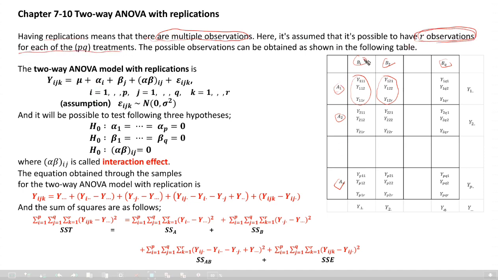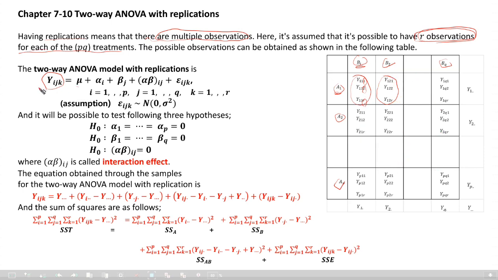There are P, Q treatments. The possible observations can be obtained as shown in the following table. So I use three subscripts, i, j, k. Data Y111 is what? A1, B1, and the first sample. The second sample up to the R-th sample, that is Y111, Y112, Y11R. Here, 1,2,1; 1,2,2; 1,2,R, and so on. Do you understand the structure of the sample?